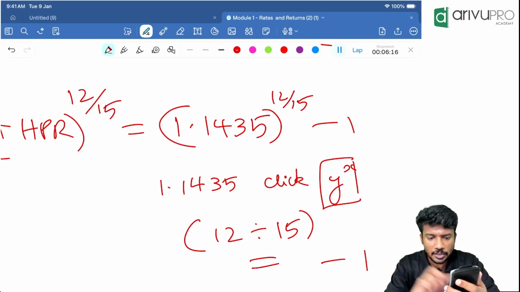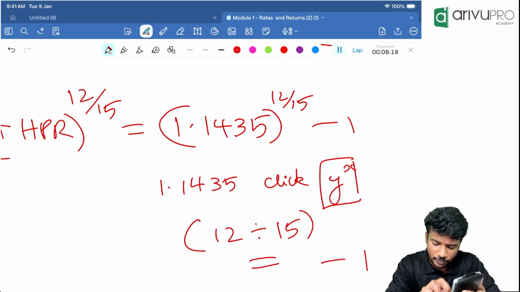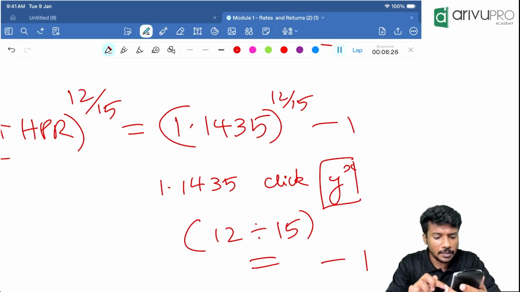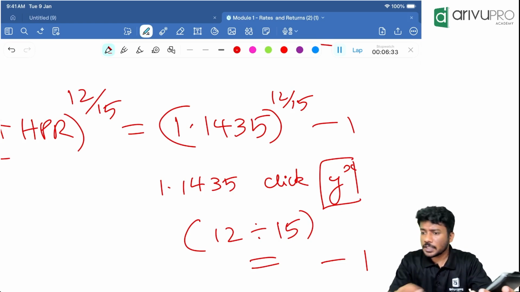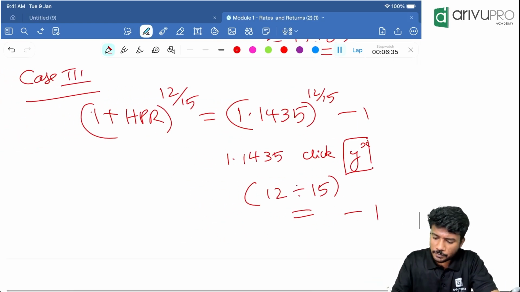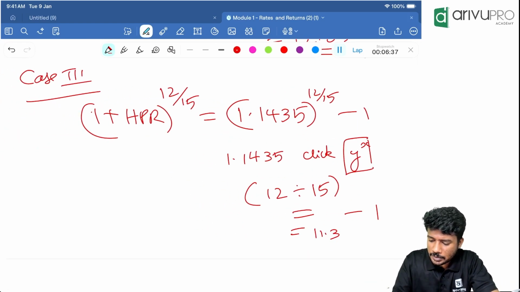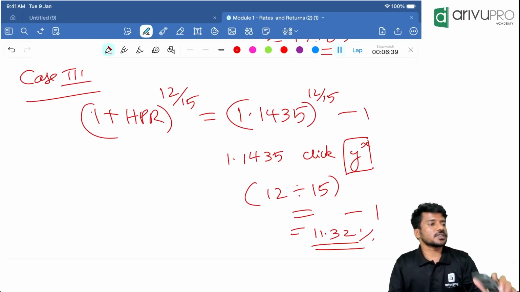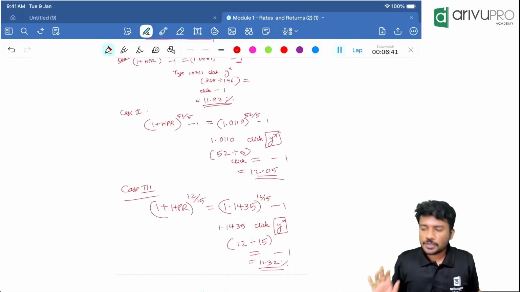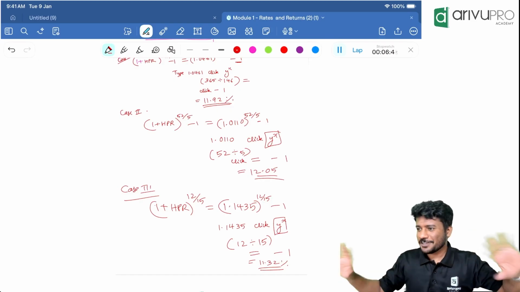We will check. So clear everything. 1.1435. Then click y raised to x. Then put the bracket 12 divided by 15. Then close the bracket. Then click equal to. Then minus 1. How much are you getting? Is it 11.32? Yes, which is equal to 11.32 percentage. Understood.